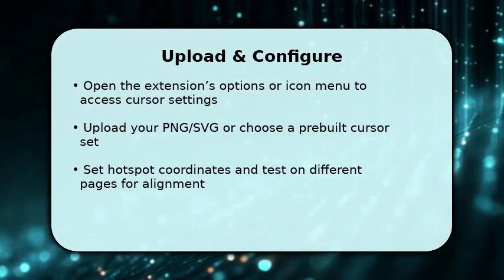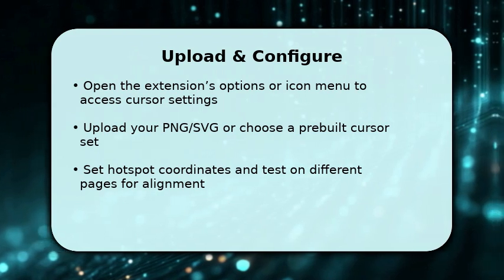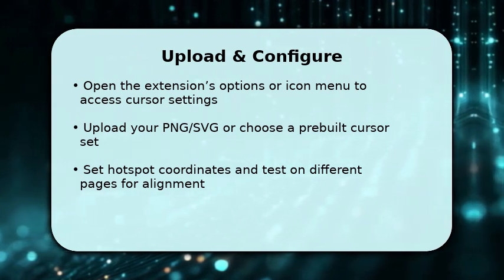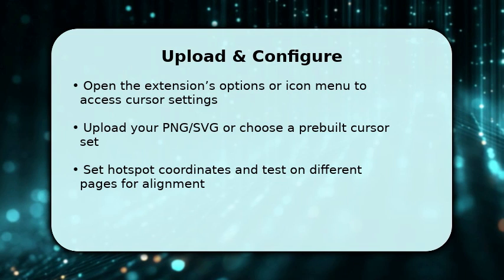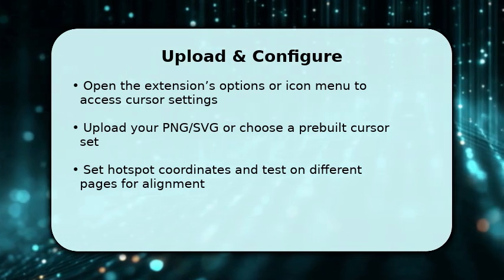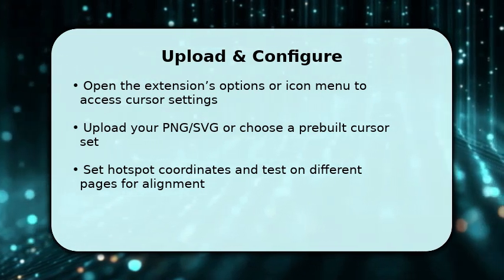After opening the options, choose Upload or Import, then select your PNG or SVG file. The extension will usually preview it. Make sure to set the hotspot coordinates so clicks align with the visual tip. Small offsets fix apparent lag.